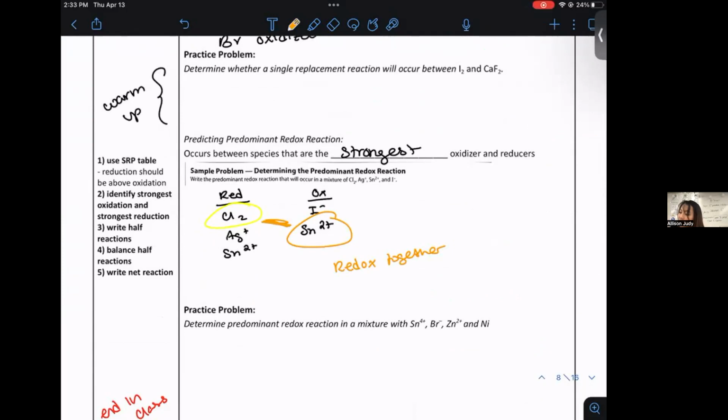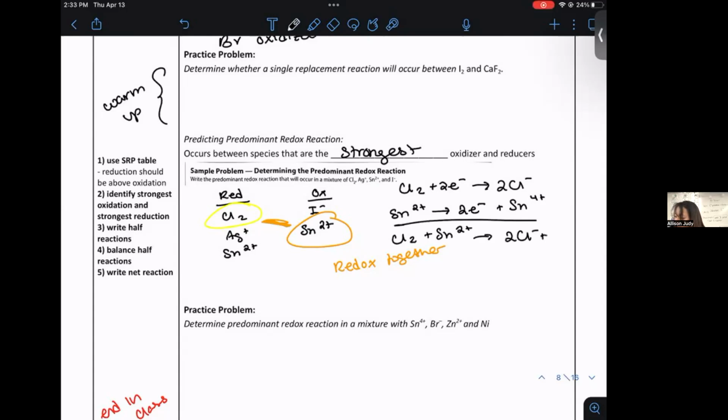So what we would get for half reactions is that Cl2 gains 2 electrons and becomes 2Cl minus. And Sn2 plus loses 2 electrons and becomes Sn4 plus. And so my net reaction would be that Cl2 reacts with Sn2 plus to produce 2Cl minus and Sn4 plus.